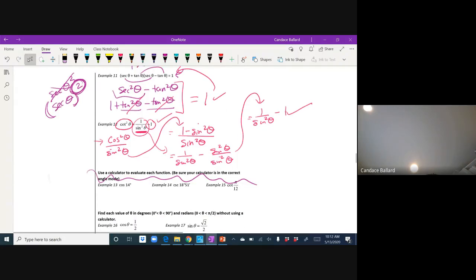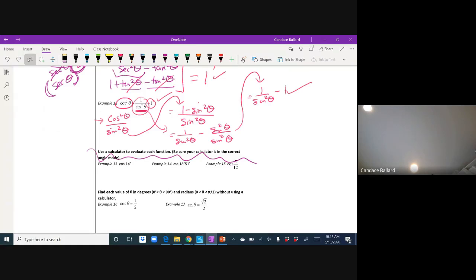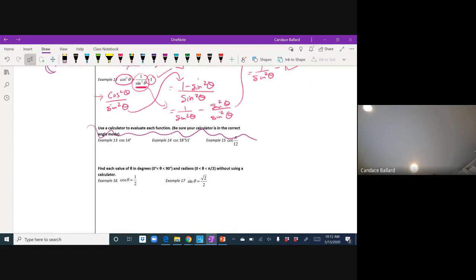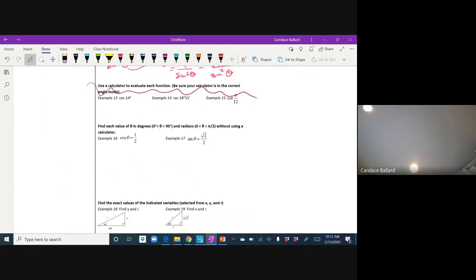So, all right, we're gonna skip all the calculator stuff. I'm not super worried about it for you guys for next year, and I'm gonna try to not assign any of it. I am going to take a slightly different approach with example 16 and 17 that I've probably done in the past.